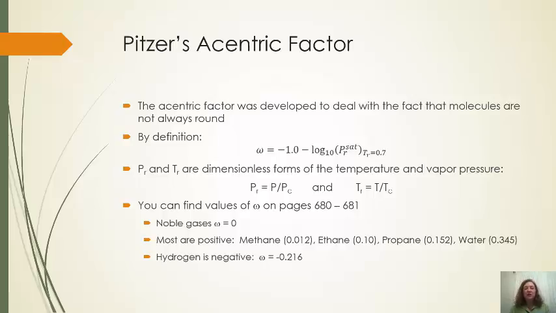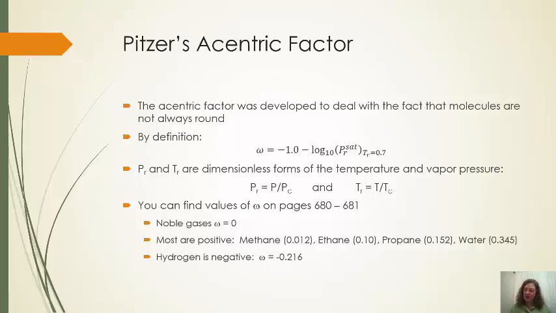In general, kind of what you're going to see is noble gases, omega 0, because they're just one atom, so they truly are round. Most molecules are going to end up being positive because that log of the vapor pressure term is going to be a larger negative than the -1. So when you subtract it, it's going to make a positive answer. And the smaller the molecule is, the closer it is to 0, essentially.